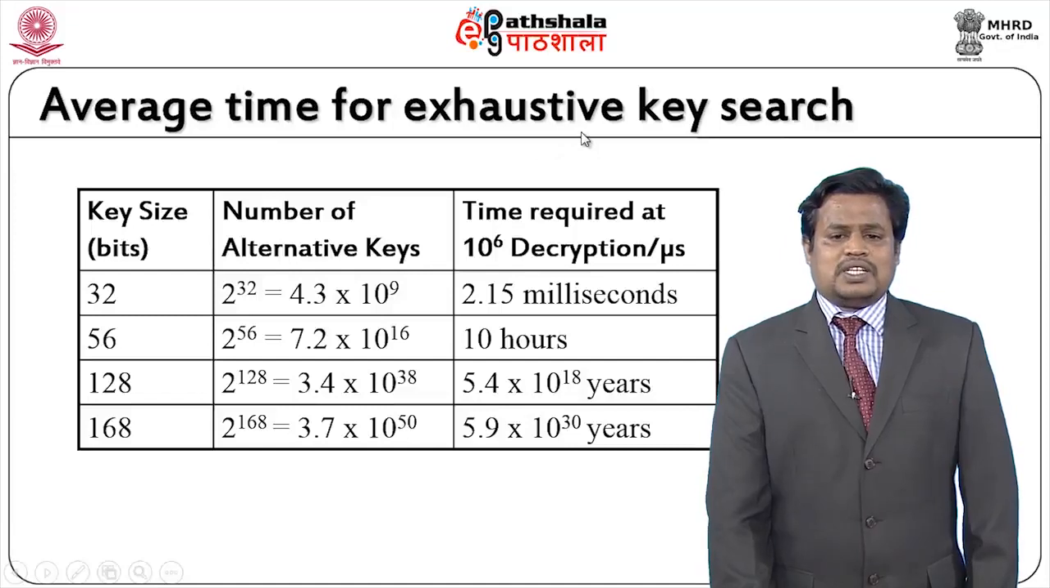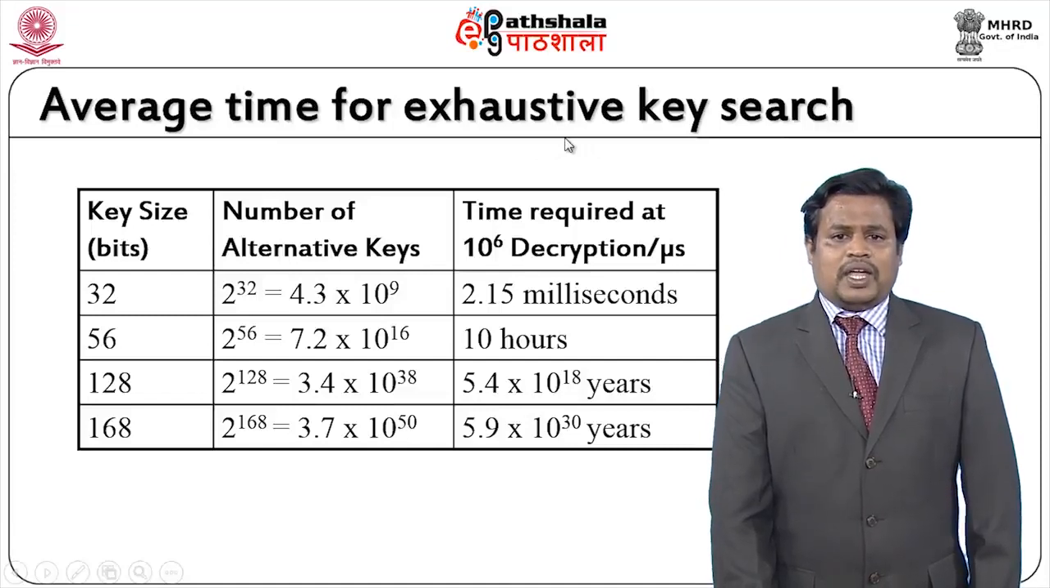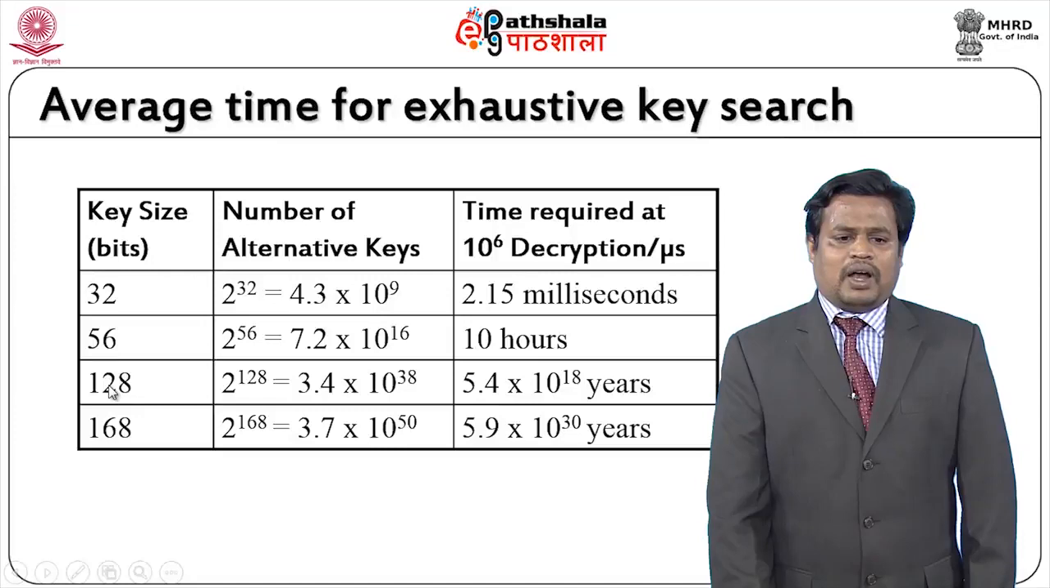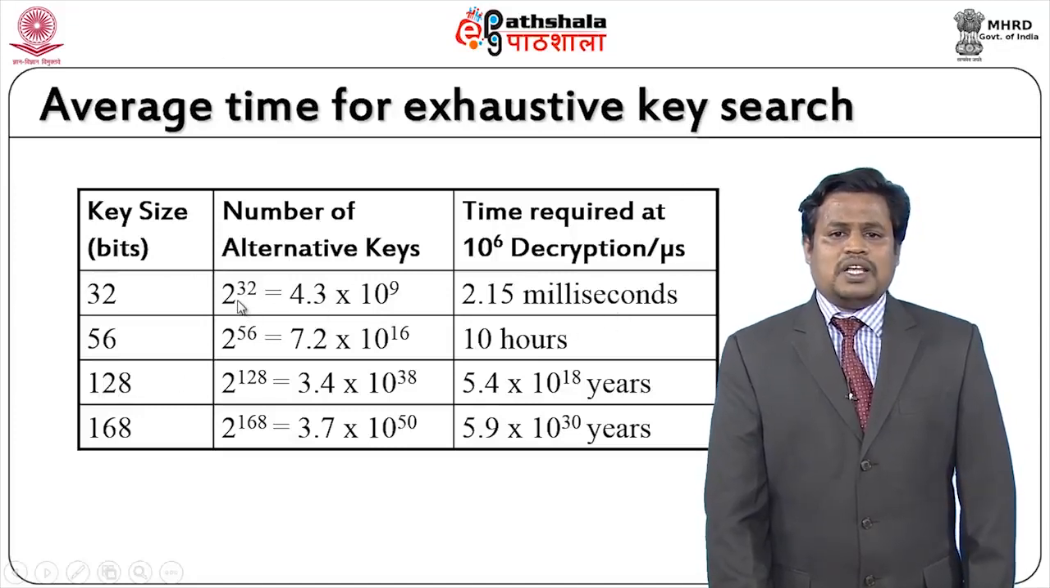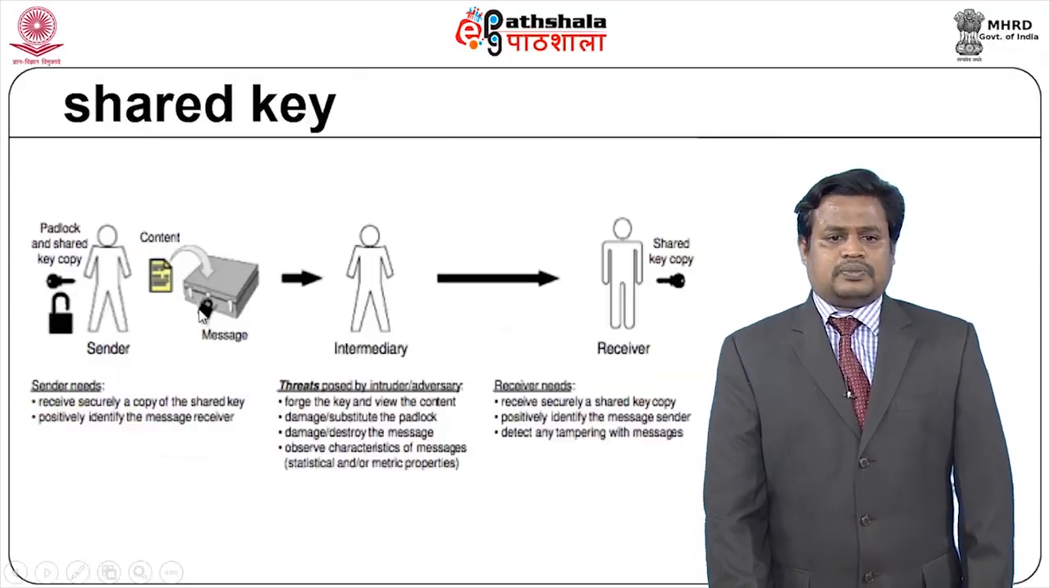So what an exhaustive search is: without knowing any information, they go for a trial and error mechanism to break the system. In that aspect, our key size is very important. How we choose the key will help to secure our algorithm. So this is the basic thing you need to understand: how I am going to decide the size of the key when I create an encryption system.